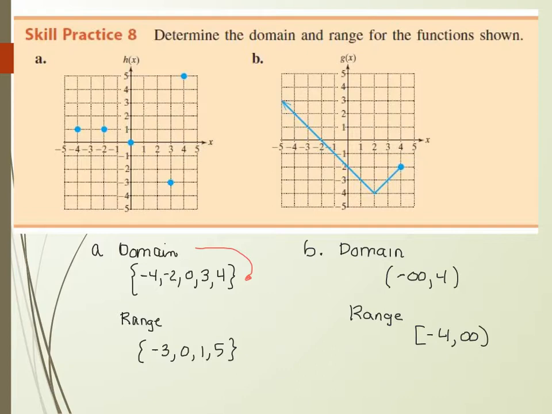For part B, however, the domain can be put in interval notation because it's on a continuum. And here we have minus infinity to 4 because x goes to 4 and in the direction of negative infinity. And then for the range, it looks like it starts at negative 4 and it goes in the positive direction. So again, we put these in interval notation and you can see how they are done.